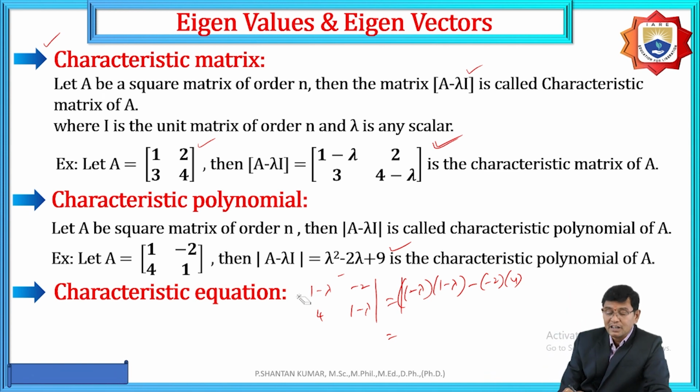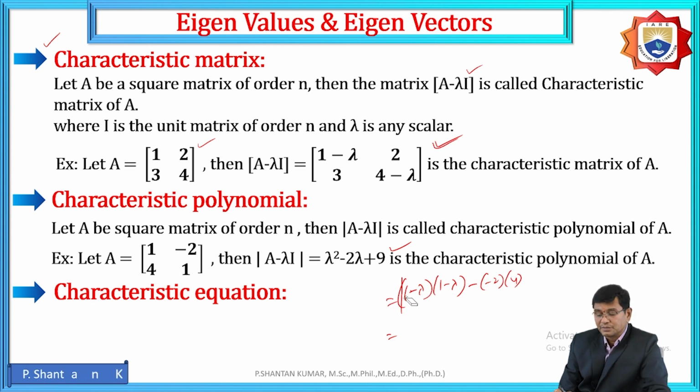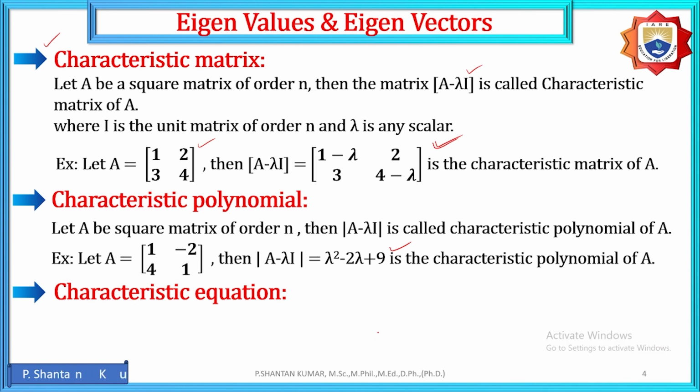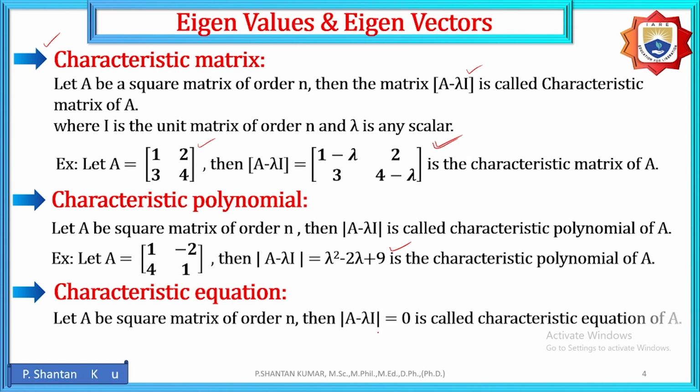That means finally we obtain a polynomial in terms of lambda. That is the meaning of characteristic polynomial. And further, the characteristic equation is nothing but what we obtain with the help of the matrix, lambda and I. If we find the det of A minus lambda I and equate it to 0, that means, for example, A is any square matrix of order n, then det of A minus lambda I equal to 0 is called the characteristic equation of A.